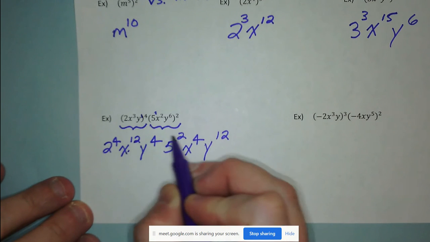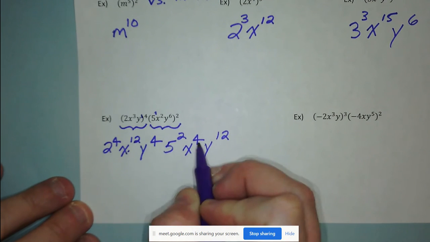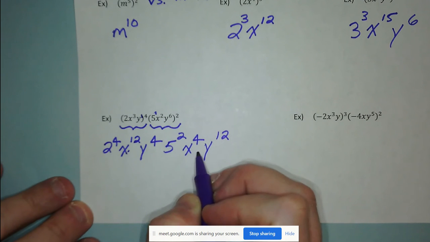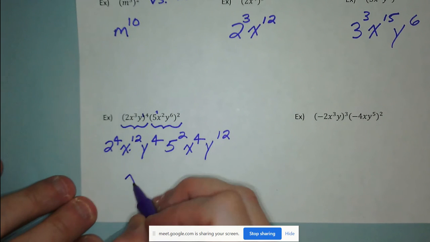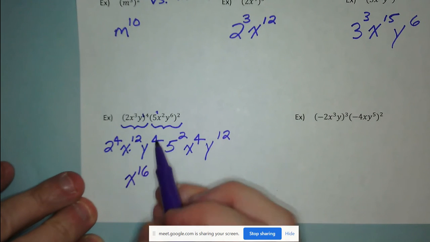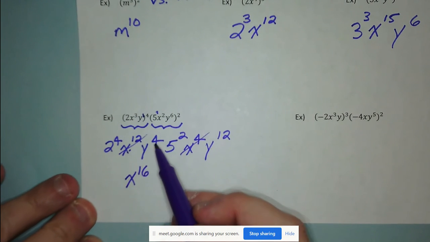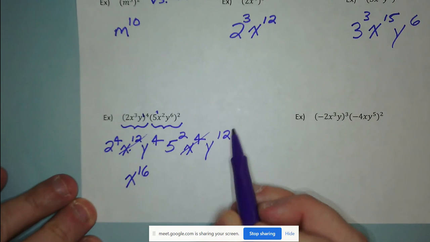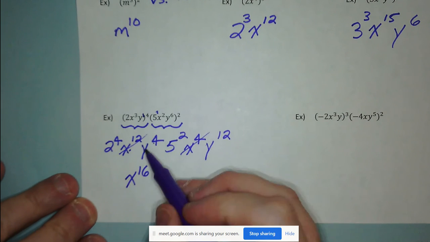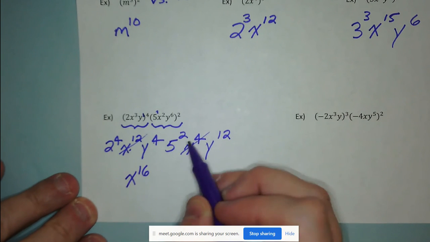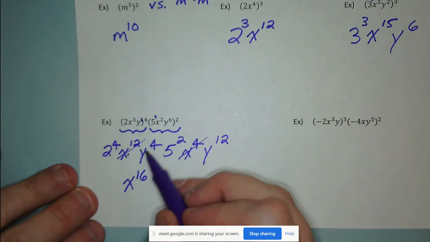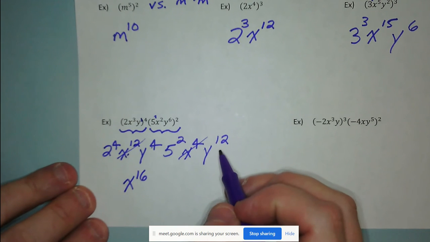See, now we're all of a sudden in a situation where we're simplifying by adding powers. So x to the 16th, and then y to the 4th times y to the 12th. Again, they're not like terms, but that's okay. We can still multiply them together by adding the powers.